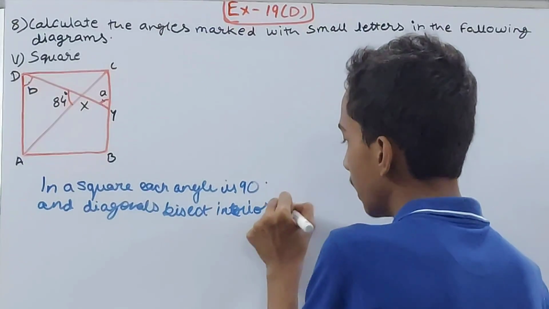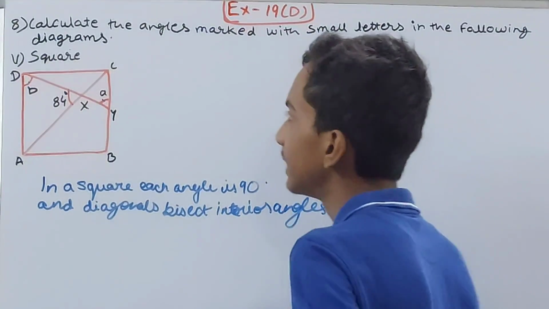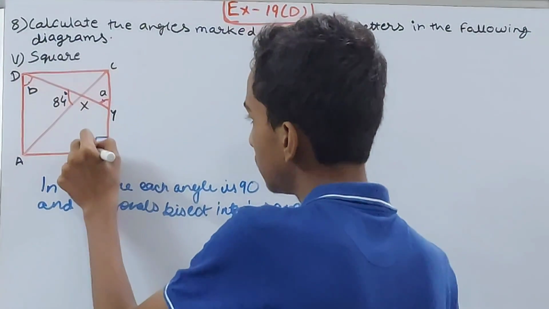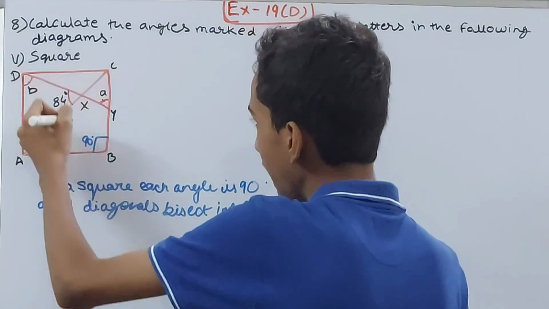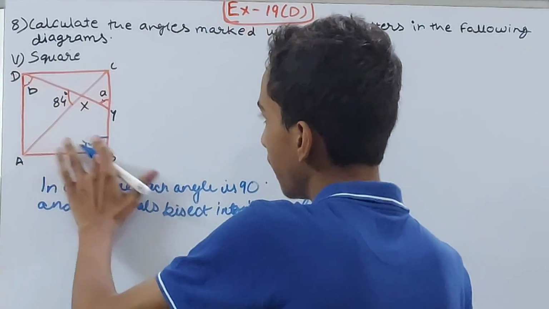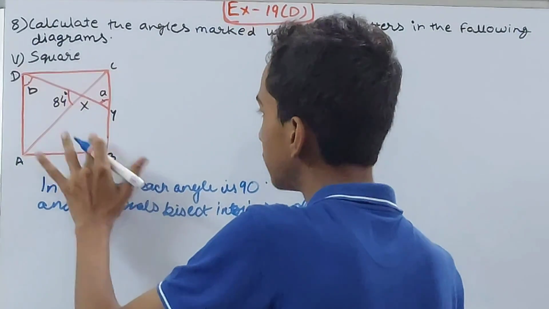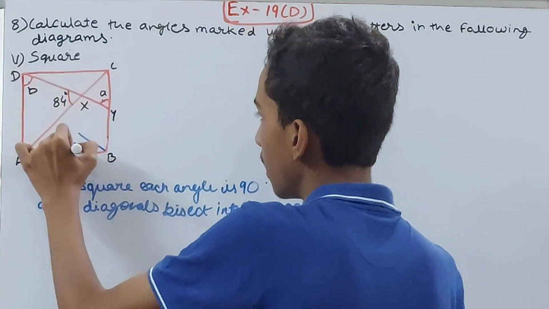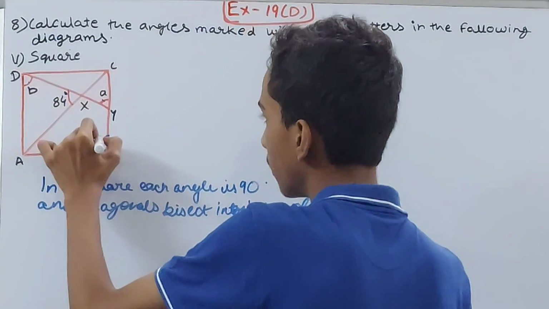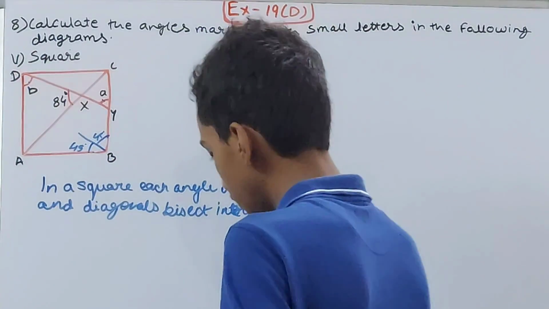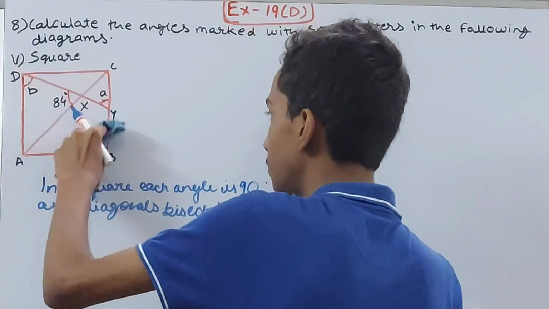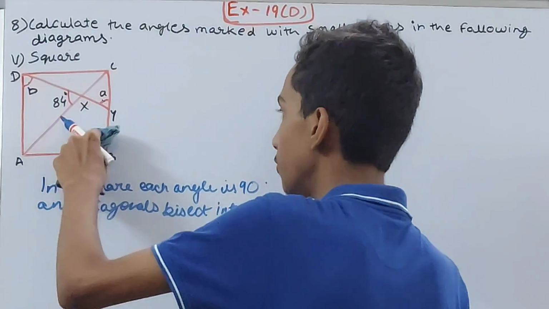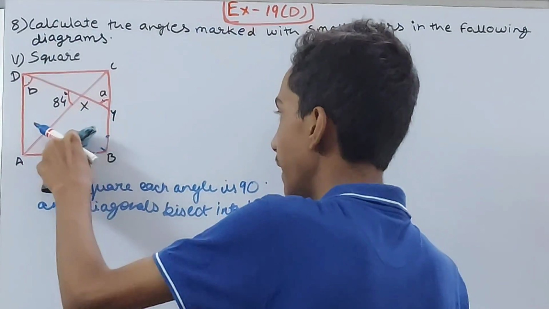So each angle is 90 degrees, the same for all the four. And if a diagonal passes through it, it will be divided into two parts like this, one angle 45 and another angle 45 as well. So that is the simple thing about it. This is the property we're going to be using to find out the angles.